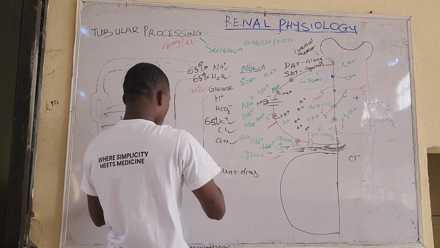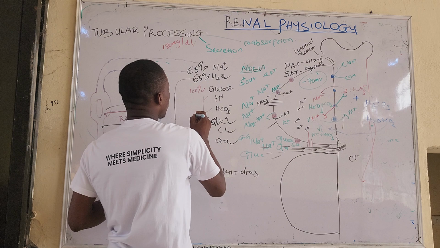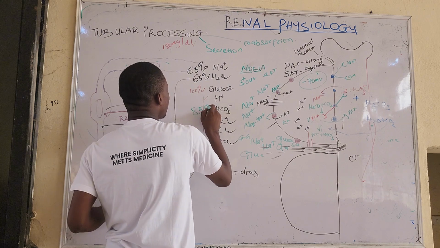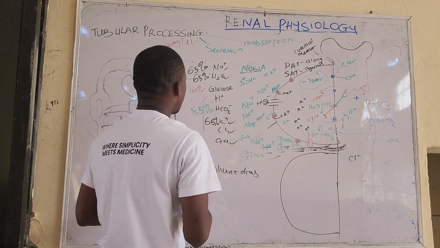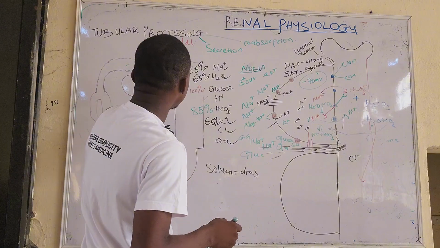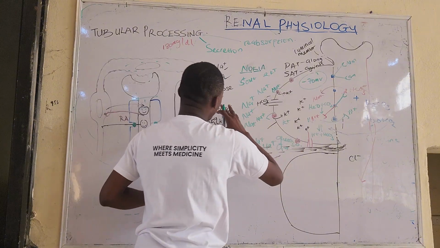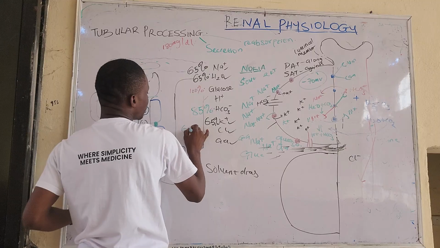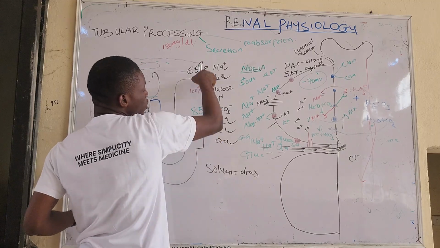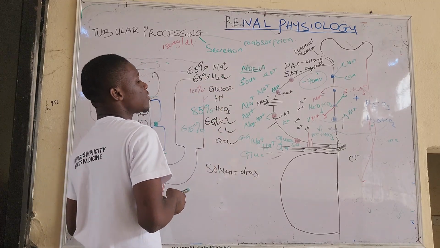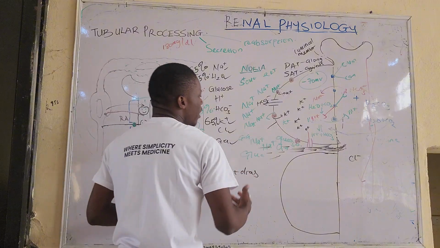Are you following me? One more thing I need to tell you is that 85% of HCO3 is reabsorbed. Other ions in this PCT apart from the ones I've mentioned should be 65% reabsorbed. Why? Because they are following sodium. Since sodium is 65%, they should also be 65%.